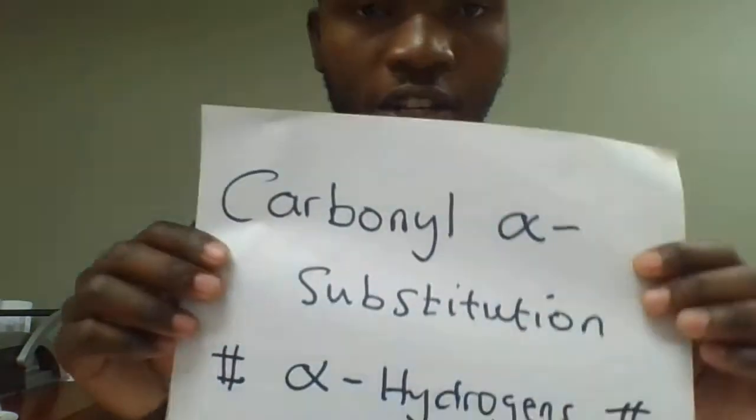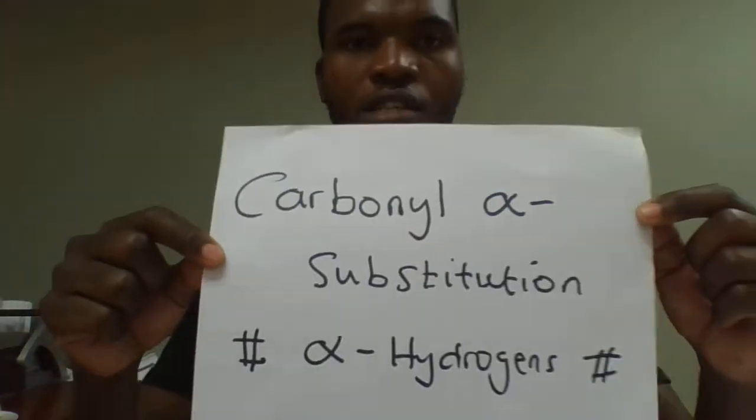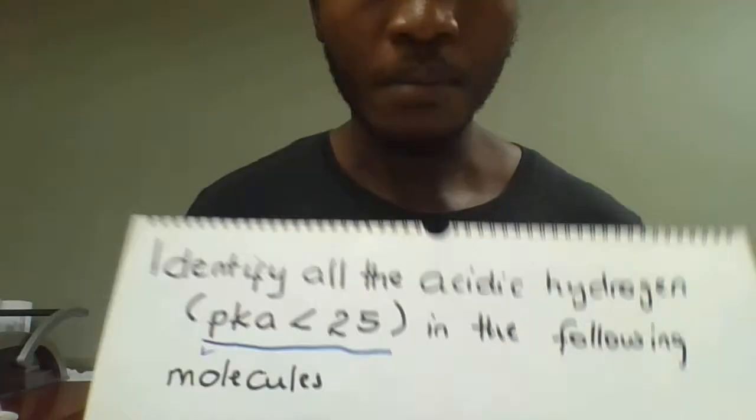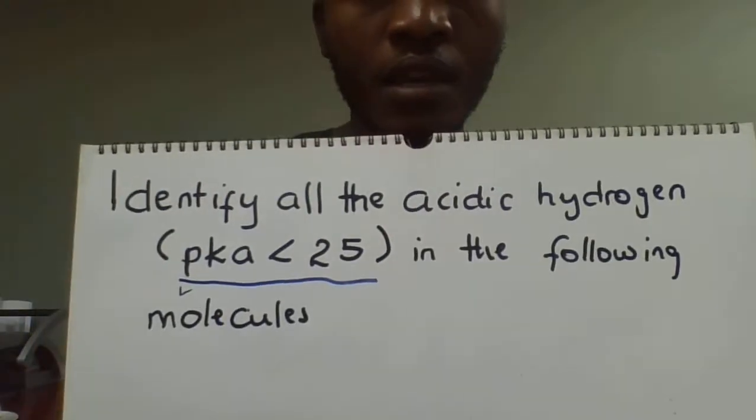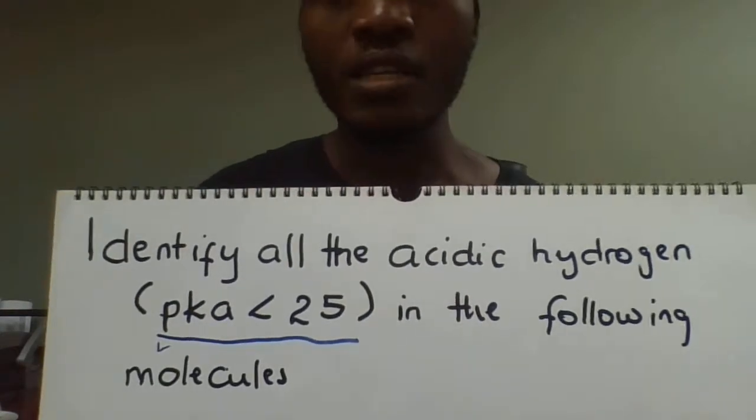I'm going to take you through carbonyl alpha substitution chemistry, focusing on the alpha hydrogens. I'm going to show you, with the aid of two questions, how you can identify the alpha hydrogens and how you can tell which alpha hydrogen is more acidic to participate in an alpha substitution reaction. So this is the question where you have to identify the acidic hydrogens with a pKa value less than 25.